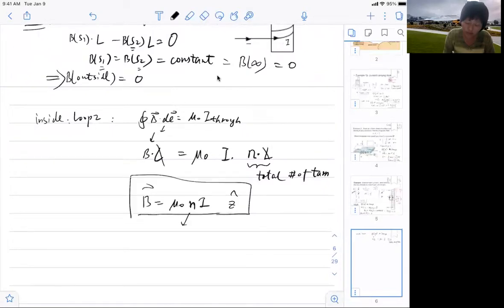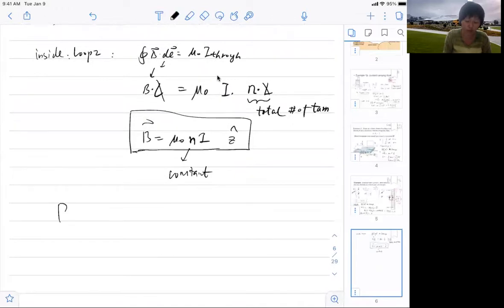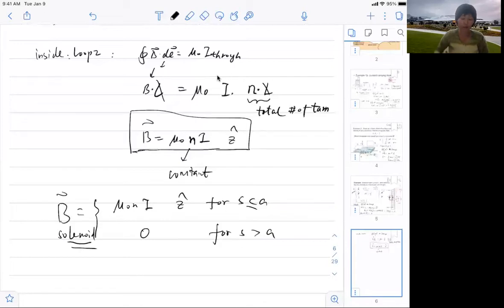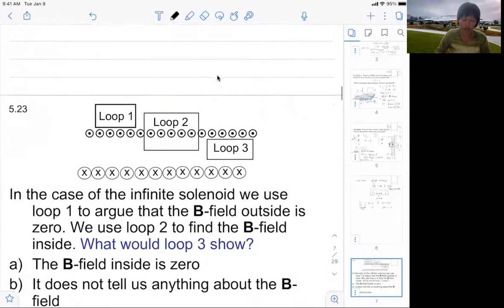And you can see this is a constant. Once you have a fixed current and fixed number of turns, inside it's a constant. Meaning that as long as you're inside the solenoid, whichever way you go, it's still the same value, mu naught n times I. So that's the result for a solenoid. Overall, we conclude B is mu naught n I Z hat for inside, which is 0 for outside. So this is a solenoid. We have drawn the 2 loops, and we pretty much solved this problem.